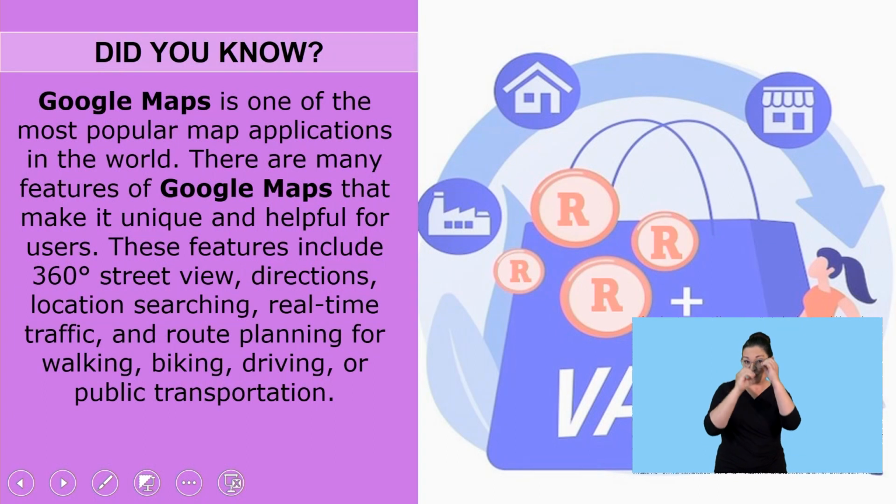Before I start with our lesson, let me quickly share something interesting with you. Did you know that Google Maps is one of the most popular map applications in the world? There are many features of Google Maps that make it unique and helpful for the users. These features include 360 street view, directions, location searching, real-time traffic, and route planning for walking, biking, driving, or public transportation. Now that's quite interesting, right?